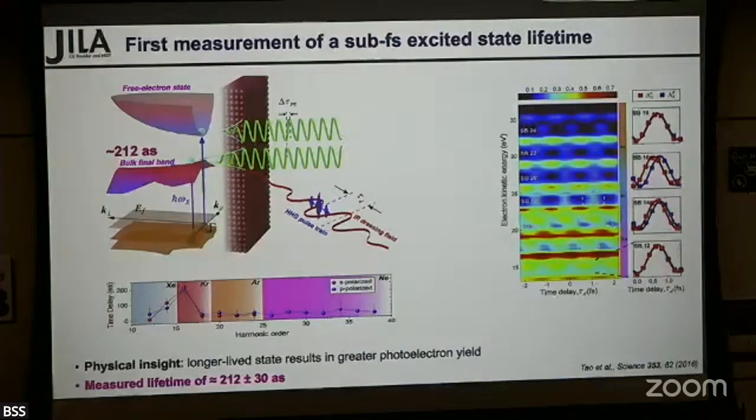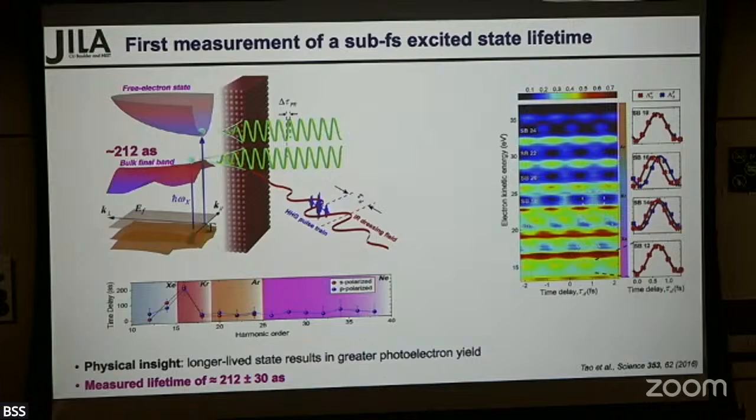And because we can control an interferometer and we can stabilize it with a HeNe or a diode laser, we can control the time delay very precisely. So it's a way to get very high energy resolution at the same time as getting high time resolution.